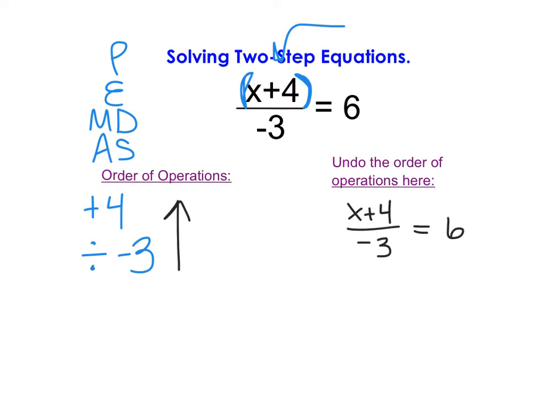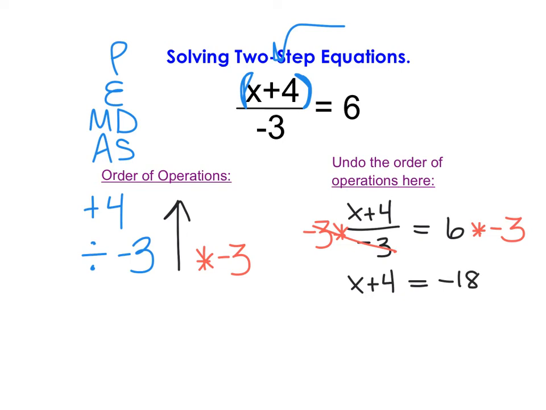So I'm going to start by undoing a division of -3, and in order to do that, I need to multiply both sides by a -3. Those, as a result, cancel out, and I'm left with x plus 4 is equal to a -18.